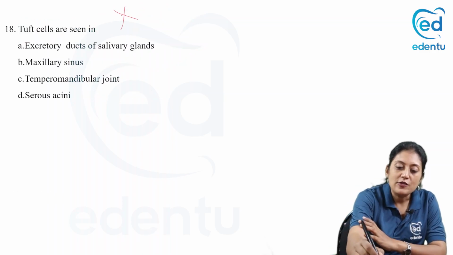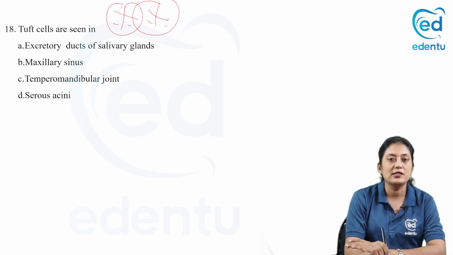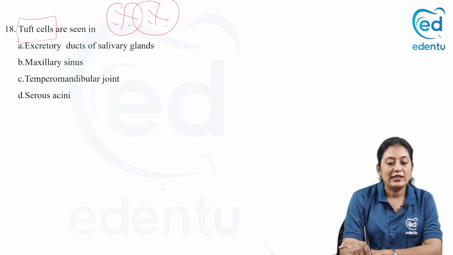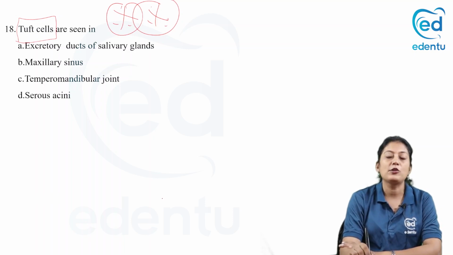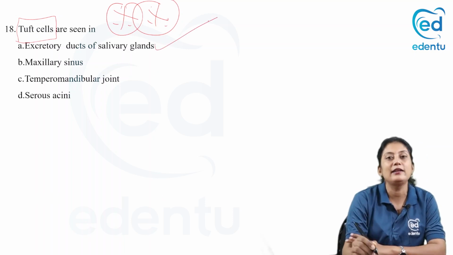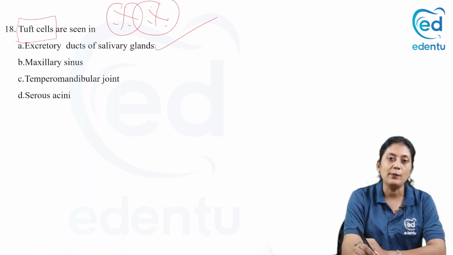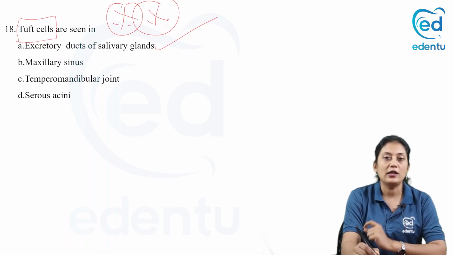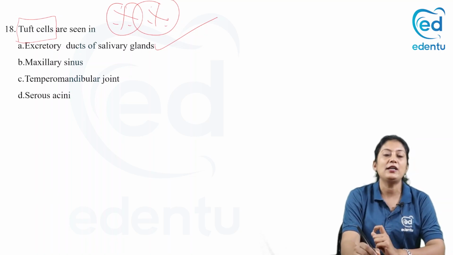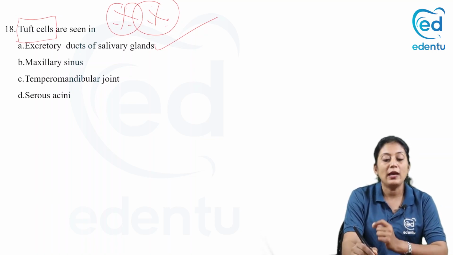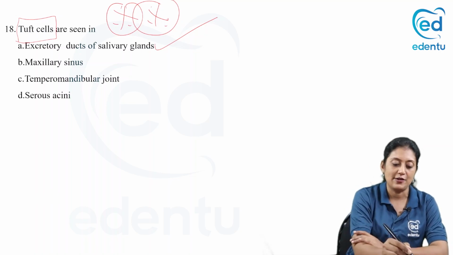18th question. This is also very, very frequently repeated in your NEET. That is why I mentioned it here in this MCQ. Tuft cells are seen in which part? Whether it is seen in excretory duct of salivary gland, maxillary sinus, temporomandibular joint or serous acini, the answer is excretory duct of salivary gland. Not in all cases, but in some individuals, in the excretory or terminal duct of the salivary gland, you have a special type of cells. They are also pressure receptor cells which may be seen in the excretory duct. They are called tuft cells.